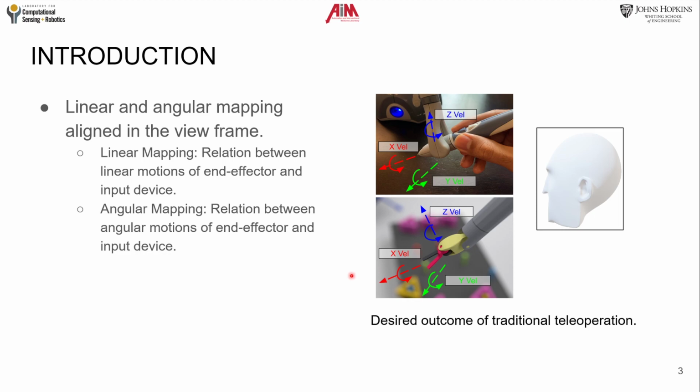The goal of the teleoperation system is to allow hand motions that appear correct or calibrated with respect to the surgeon's or the operator's view. What this means is that both the linear and angular motions should appear correct regardless of the change in the pose of the remote camera. This is also referred to as hand-eye coordination.